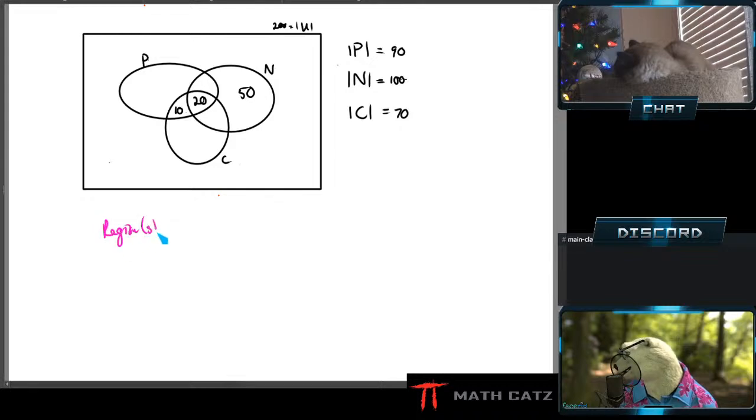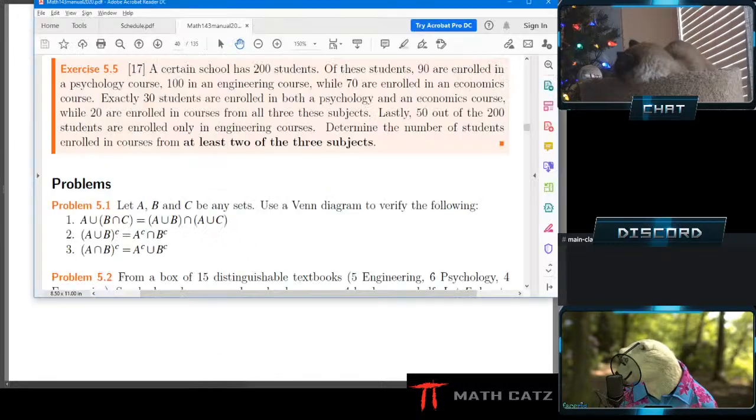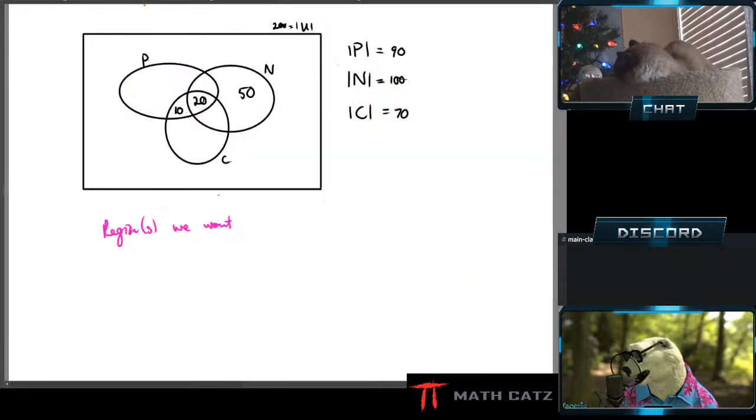Region or regions, I don't know yet, that we want. Pink. Color is so nice. Okay. Now they say determine the number of students enrolled in courses from at least 2 of the 3 subjects. At least 2 means 2 or more. At least 2 subjects. Now these pieces over here are only 1. At least 2. Yeah, that'll be 2.